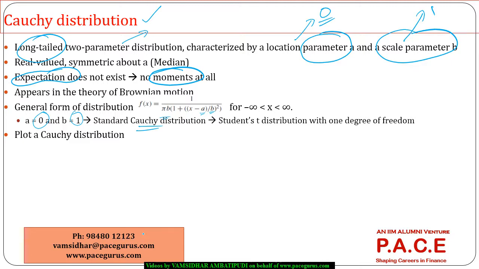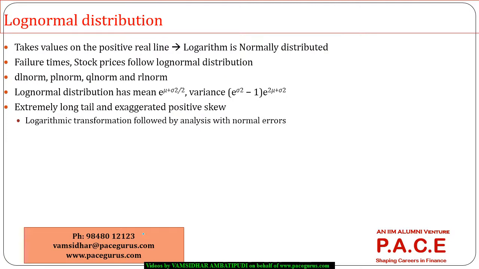Alright. Now, the next distribution that we are looking at in this context is a log normal distribution. Log normal distribution takes values on the positive real line, so it is defined only for the positive numbers. But one important property of a log normal distribution is that if I take the logarithm of the data, it will be normally distributed. If x is following a log normal distribution, I say that log x will follow a normal distribution. That is the property associated with a log normal distribution. There are lots of applications in the real world, especially stock prices, which are expected to follow a log normal distribution.